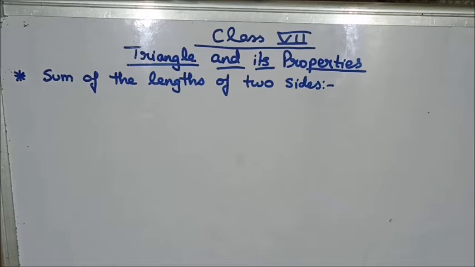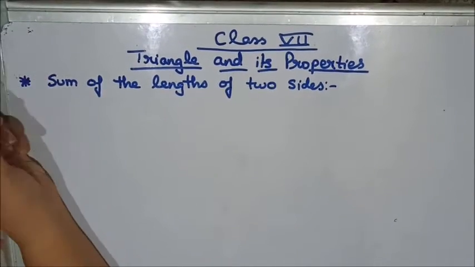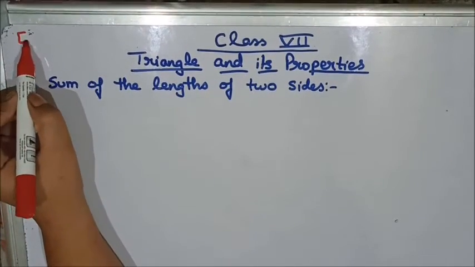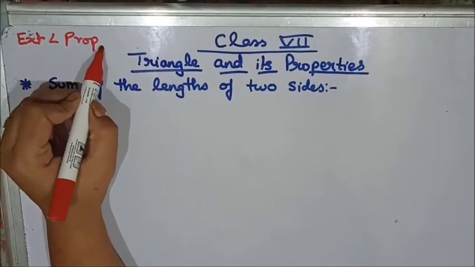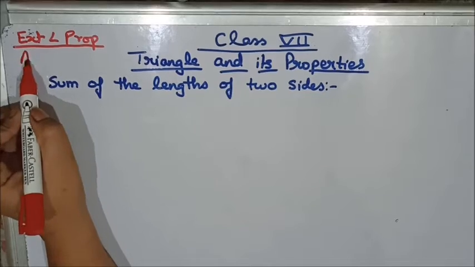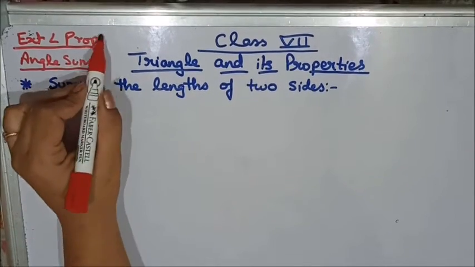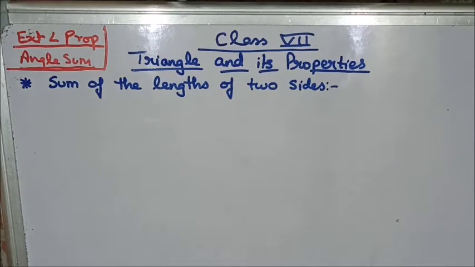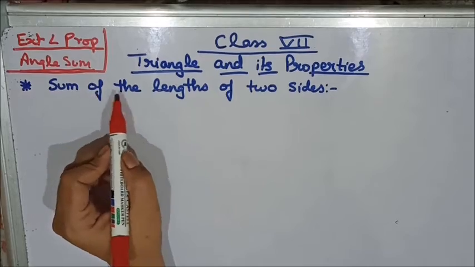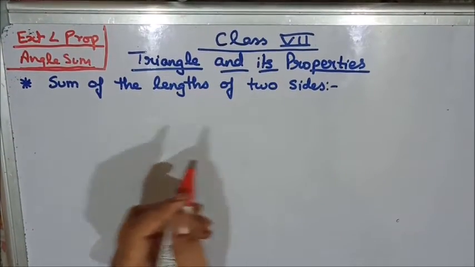Today we are going to study some properties of the triangle. As we have done earlier, the two properties we covered in the last videos are the external angle property and the angle sum property. These two properties we have already covered in our last sessions. Now today's topic is the sum of the lengths of two sides. This is basically an inequality property.